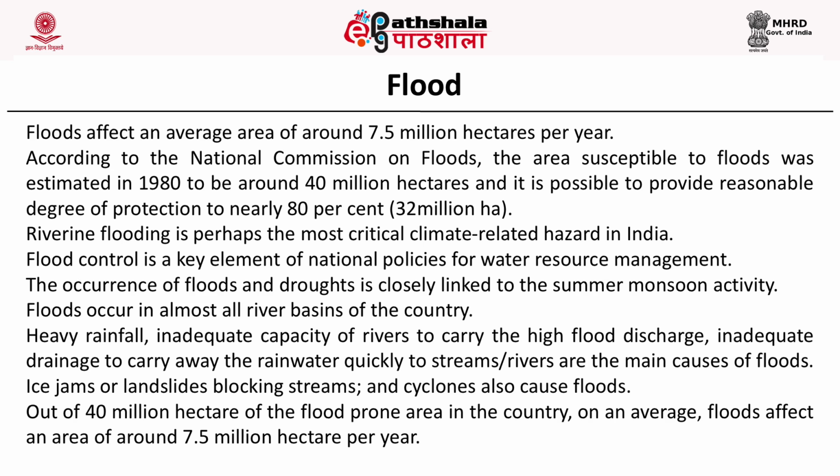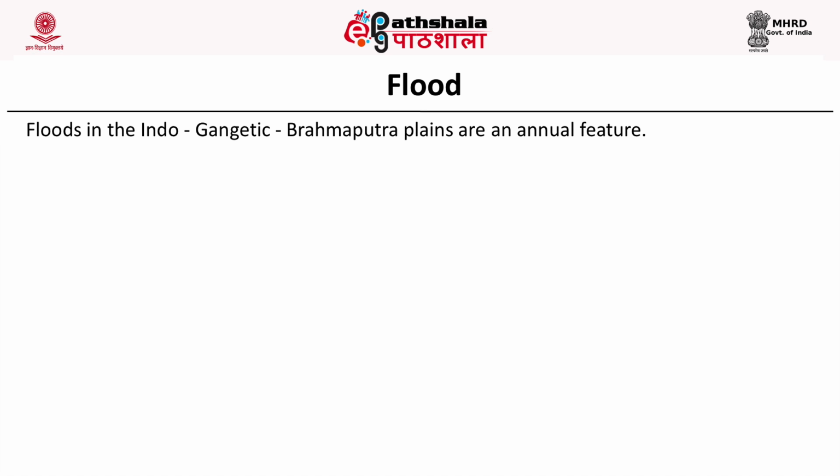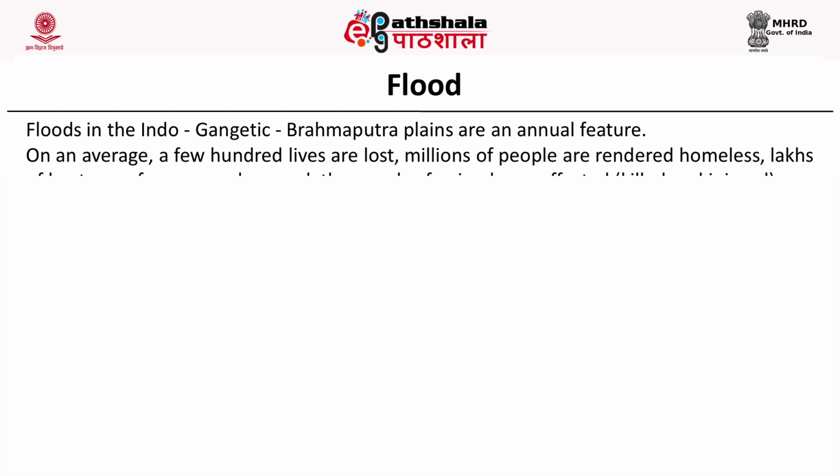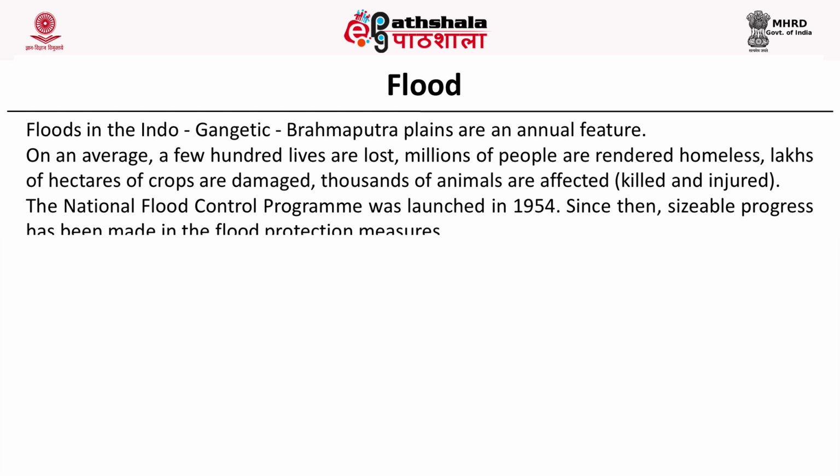Out of 40 million hectares of the flood prone area in the country, on an average the floods affect an area of around 7.5 million hectares per year. Floods in the Indo-Gangetic Brahmaputra plains are an annual feature. On an average, a few hundred lives are lost, millions of people are rendered homeless, lakhs of hectares of crops are damaged, and thousands of animals are affected during a flood. The National Flood Control Program was launched in 1954.